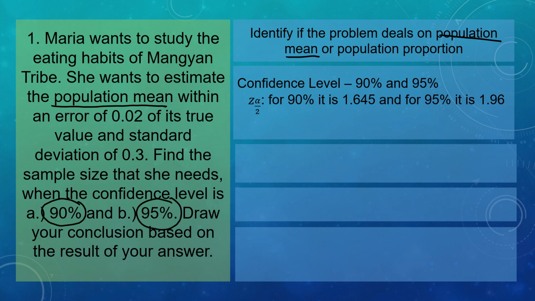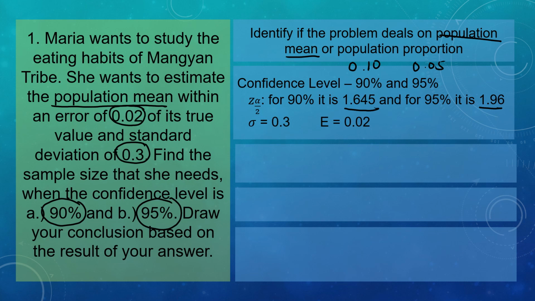If the confidence level is 90%, we already know that the level of significance is 0.10, and 0.05 for 95%. Now, to find the z-value, we're going to take a look at our distribution table. The z-value for 0.10 is 1.645, and for 0.05, we have 1.96. We also have the given standard deviation, which is 0.3, and the margin of error, which is equal to 0.02.